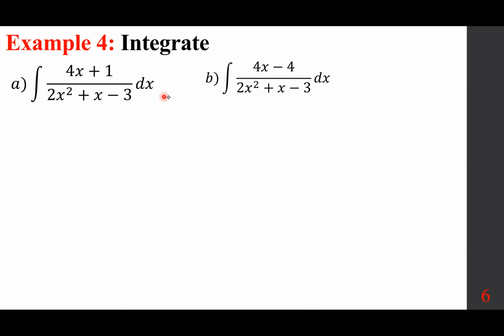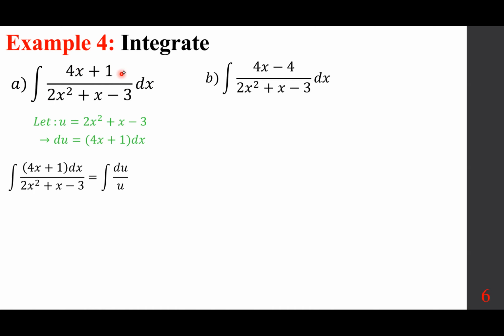Let the denominator represent u. The derivative of that is 4x plus 1. Therefore, du is 4x plus 1 times dx. If we put the dx at top, the top is du and the bottom is u. We know the integral is a natural log. So ln of absolute value of u plus a constant, replace the u and you're done. We need to keep the absolute value because the expression 2x squared plus x minus 3 can be positive or negative.